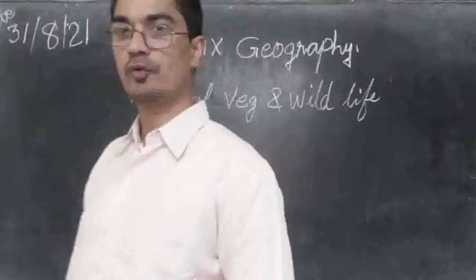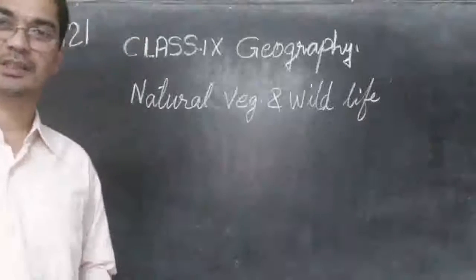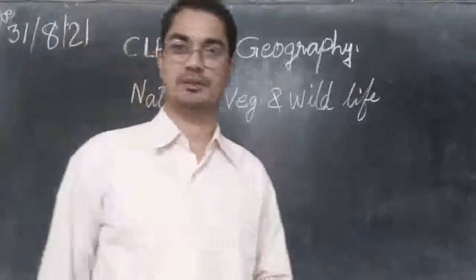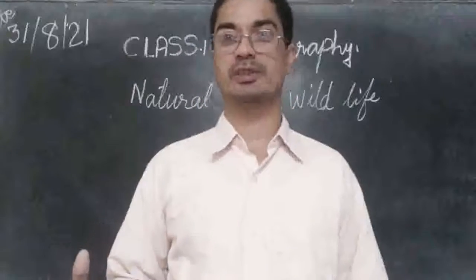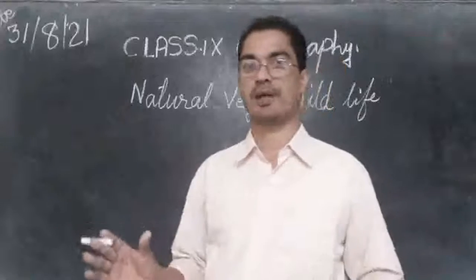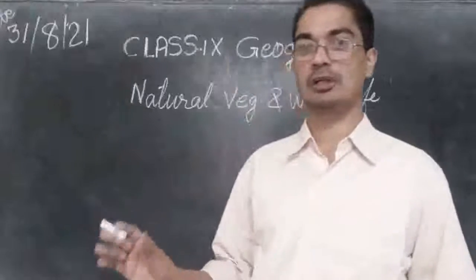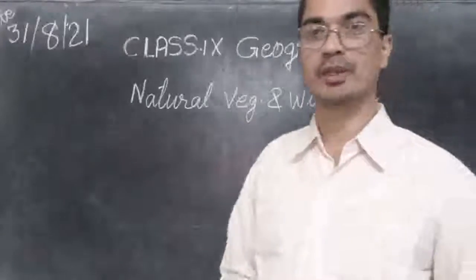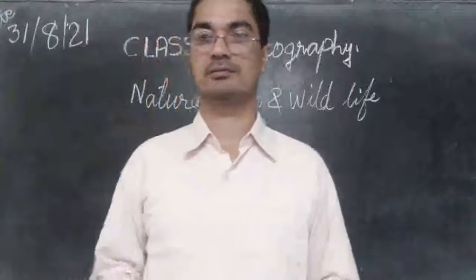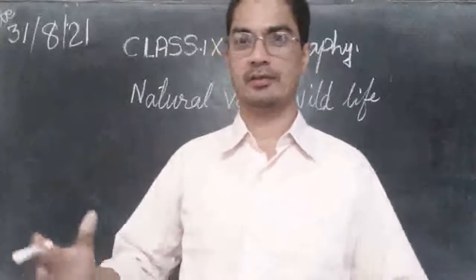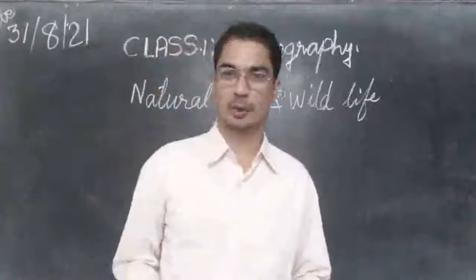You know what is the meaning of vegetation? The trees, the plants that are growing on this earth, they are called vegetation. So vegetation means not just the vegetables that we are growing in our garden, but all types of plants in general are called vegetation. And the wildlife. Wildlife means the animals that are growing there. So the wild animals that are growing there.